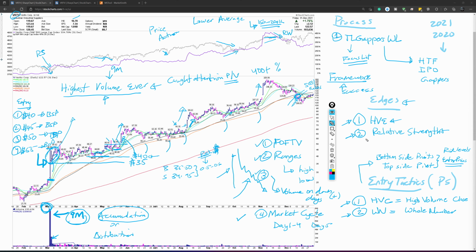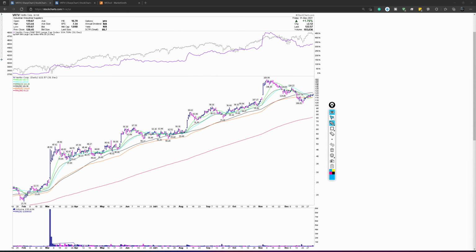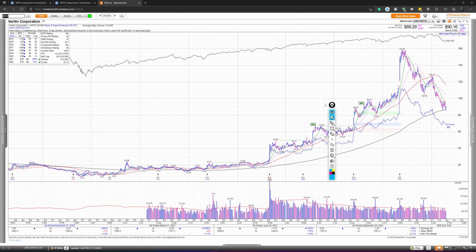Now, the other edge that you can take a look at is the fundamental edge that we have in the markets. And I'm going to flip over. I'm going to erase all of this, and I'll flip over to Market Smith quick to show you guys that, and then we could wrap up this video.